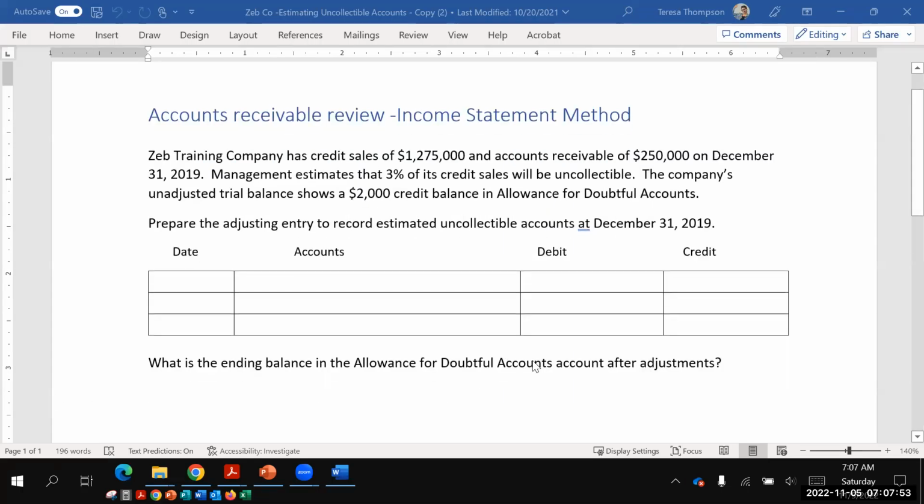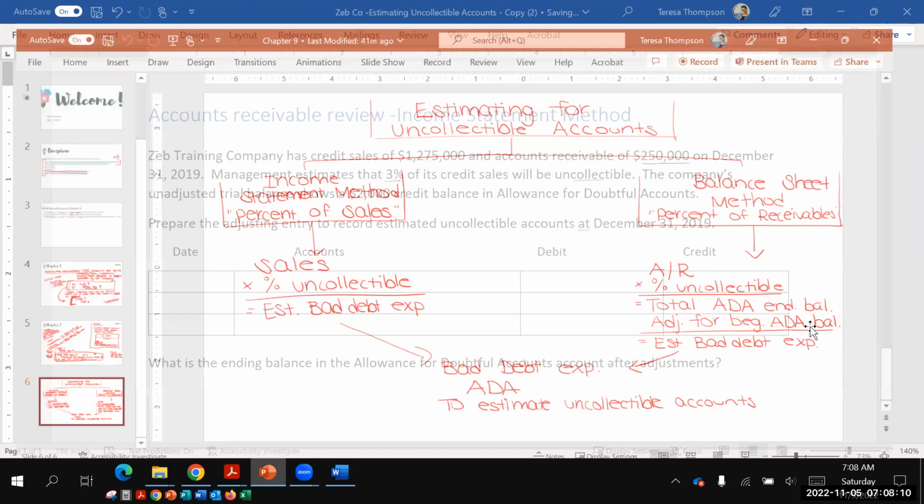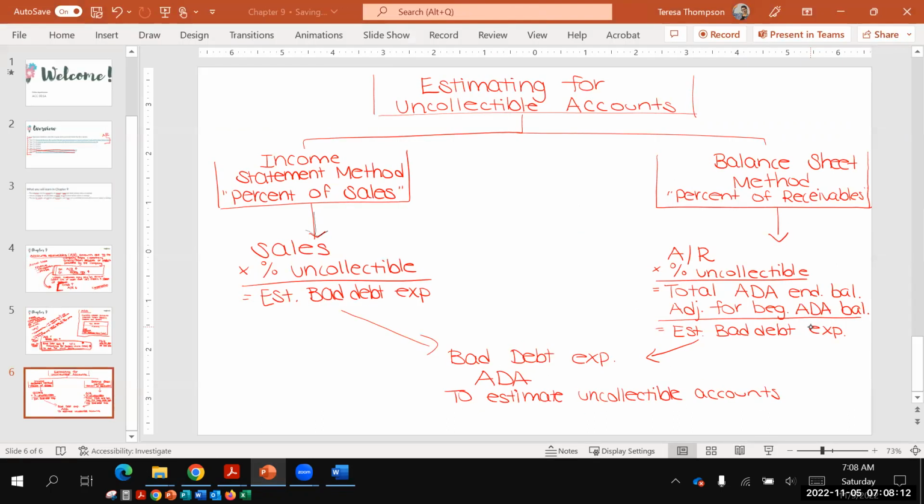All right, let's try an example. So here we have Zeb Training. Credit sales are given, AR is given. They estimate 3% of sales will be uncollectible. Okay, so think back to your slides. Here's your formulas. It's obvious this company is using that percent of sales method. So there's your formula, right?